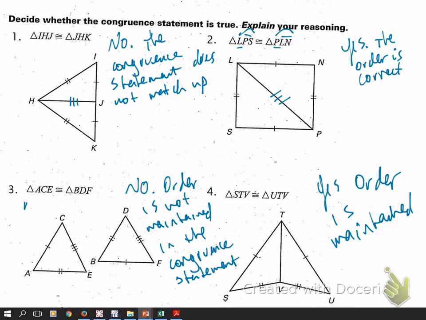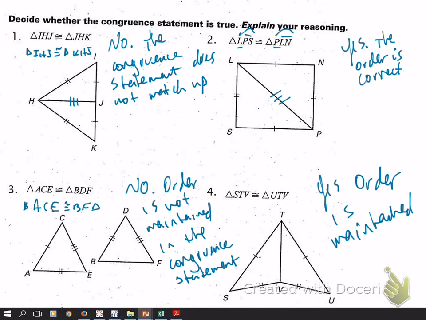we should say that triangle ACE is congruent to, and we need to go BFD. If we go back up to number 1, we would want to say that triangle IHJ is congruent to triangle, well, KHJ.